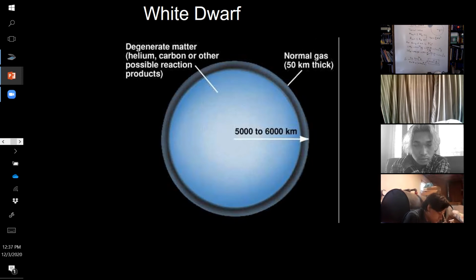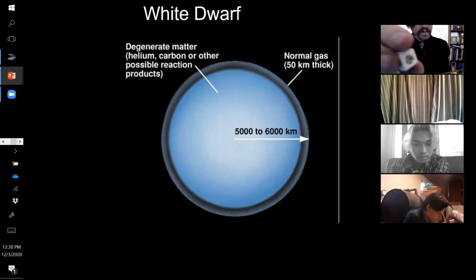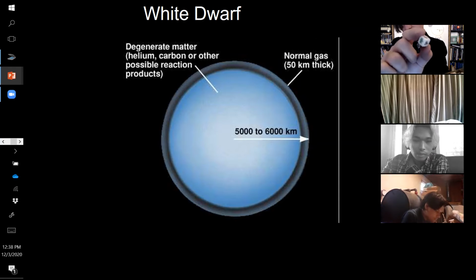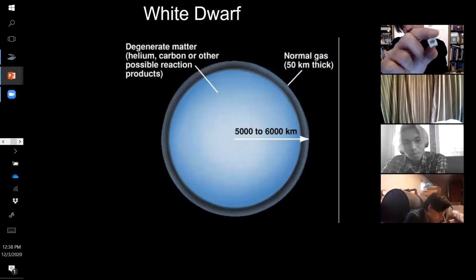I think I've got a mahjong set here. Yeah. Here's a dice from a mahjong set. I'd say that was pretty darn tootin' close to a cubic centimeter. How many kilograms would this be worth if it was a white dwarf?